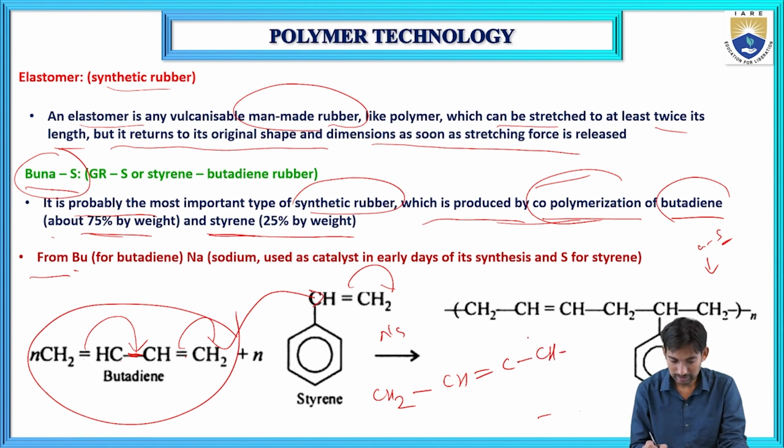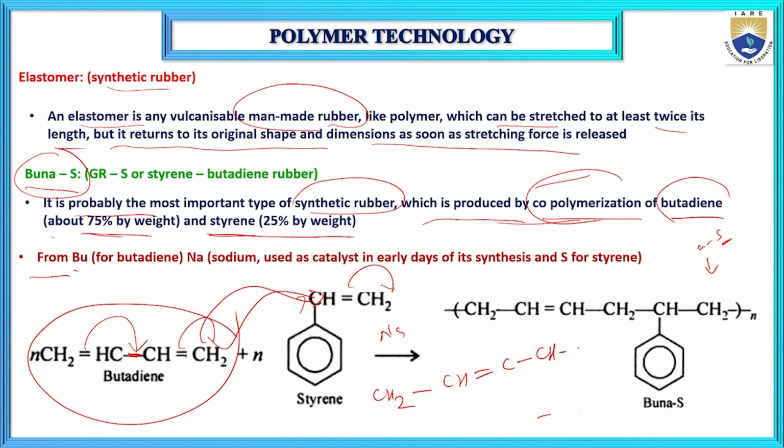CH and these attack this styrene molecule. CH2 and this is the benzene. Like that it will continue and form the polymer. This is the structure of Buna-S rubber.